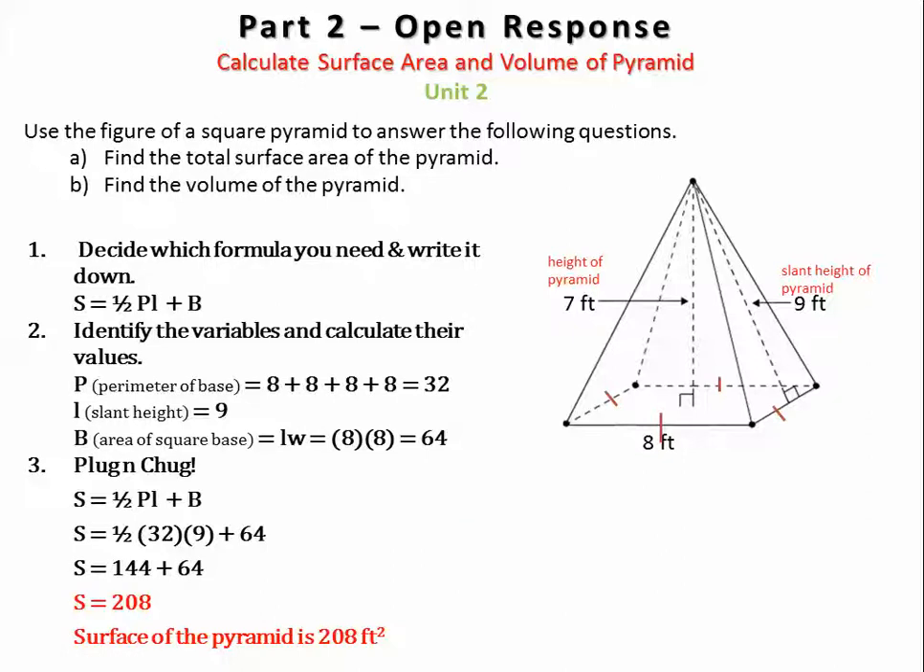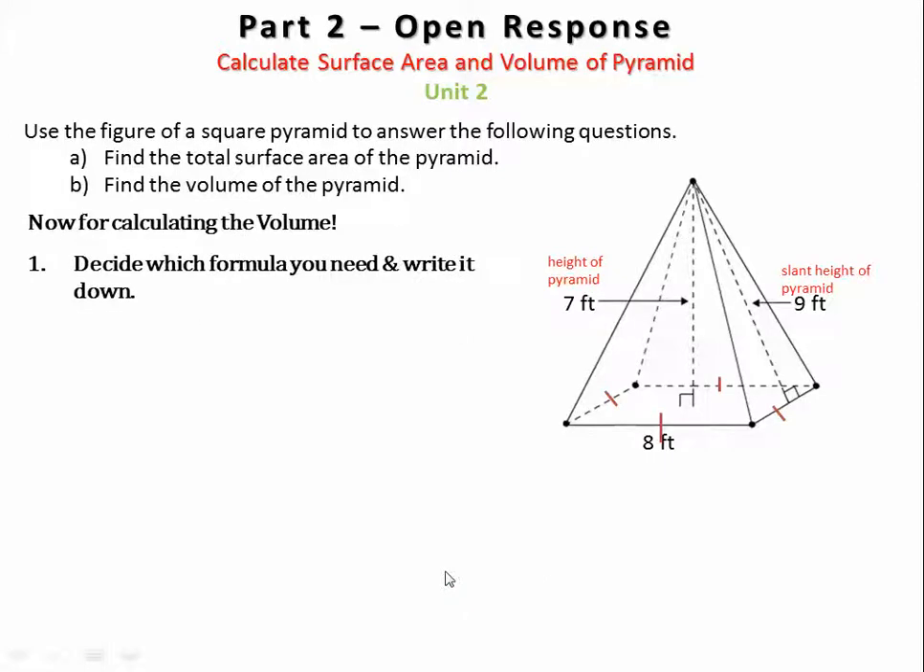Now remember, that was just part A. I've also got to find the volume of the pyramid. But believe it or not, it's going to be easy because I've already done a lot of the calculating. You got to look at the chart and see what your formula is. And when you do that, you'll find out that your volume formula for a pyramid is 1/3 the area of the base times the height of the pyramid.